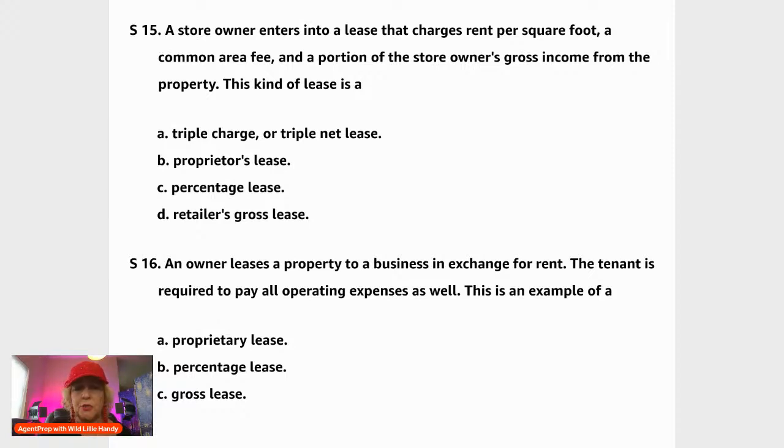All right, number 15. A store owner enters into a lease that charges rent per square foot, a common area fee, and a portion of the store owner's gross income from the property. This kind of lease is, okay, so the store owner enters a lease that charges rent per square foot, a common area fee, and a portion of their gross income. So this is a kind of lease that is what? A, triple charge or triple net lease. B, proprietor's lease. C, percentage lease. Or D, retailer's gross lease.